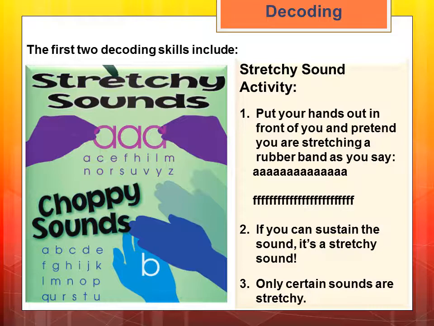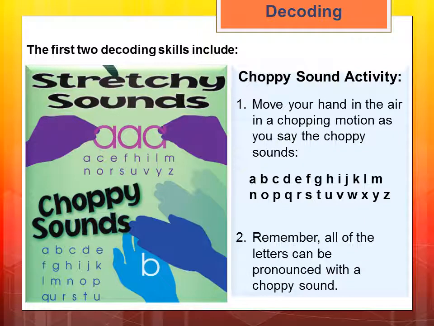Remember, only certain sounds are stretchy. Although only some of the letters can be stretchy sounds, all of the letters can be pronounced in a choppy way. Let's try an activity so that you can see what I mean. Move your hand in the air in a choppy motion as if you are going to chop a tree. And then you will say each sound. I will demonstrate just a few of them. Are you ready? Listen carefully. A, F, J, V, Z. Do you hear how quickly we pronounce the sound and then jump right back off of it again? That is a choppy pronunciation. All of the letters can be pronounced in a choppy sound. And once students understand the difference between the stretchy and choppy sounds, we have paved the road for blending.